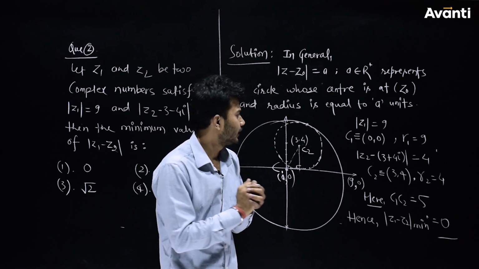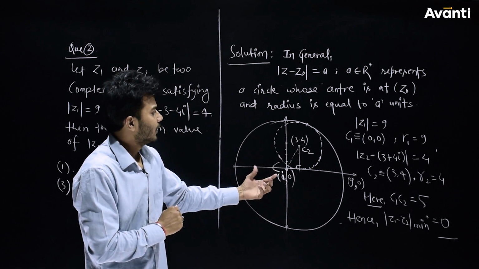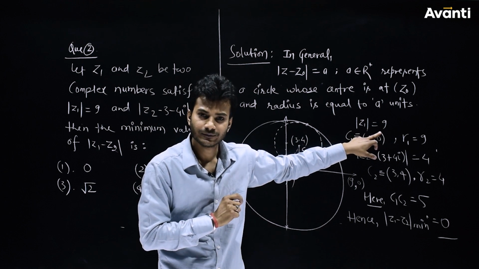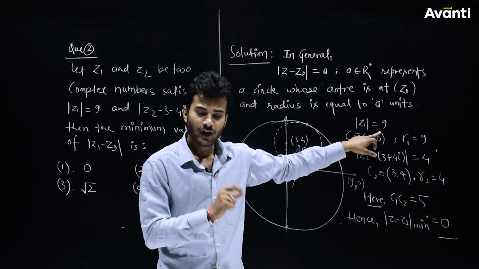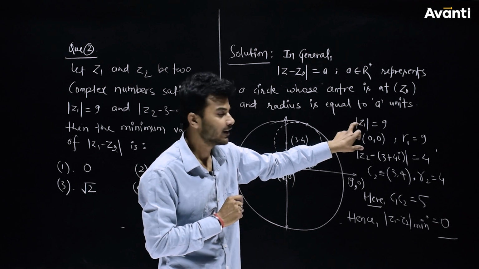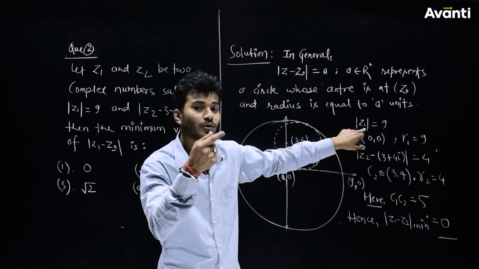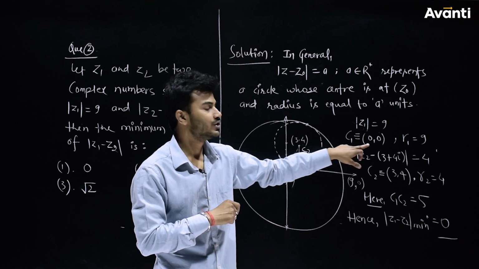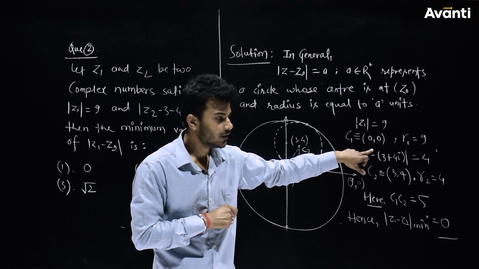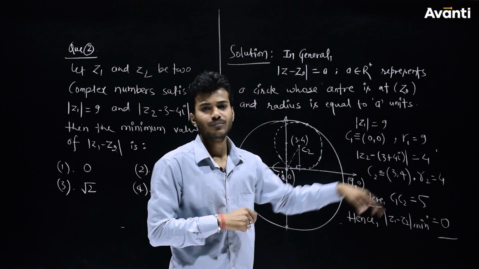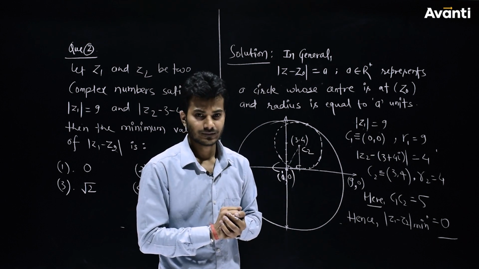Using the same funda here also. Now what are we given? We are given that |Z1| = 9. Can you find the center and the radius in this case? Yes, the center is Z1 minus 0, that means the center C1 will be (0, 0), and the radius is 9, so this is the radius R1.